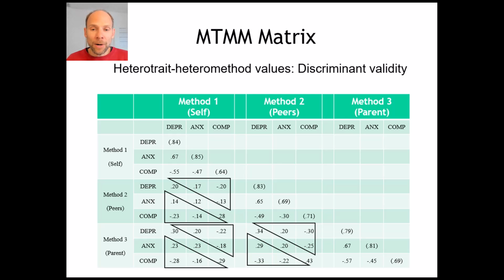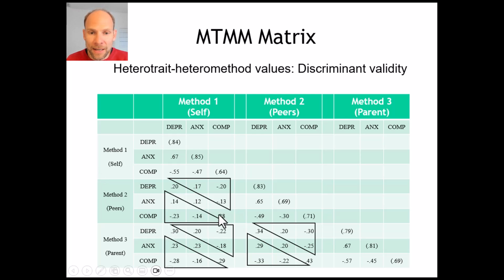And so when we look at that comparison, we can see here, when we just eyeball it, that there's not a huge difference between these heterotrait heteromethod values and the monotrait heteromethod values that indicate convergent validity. And that's bad, because that means that really there's not a clear, distinct advantage or size difference for the monotrait heteromethod values. Those should be much larger.